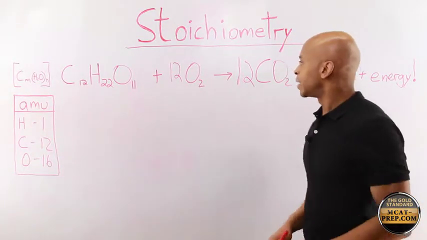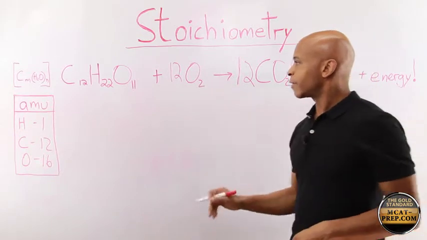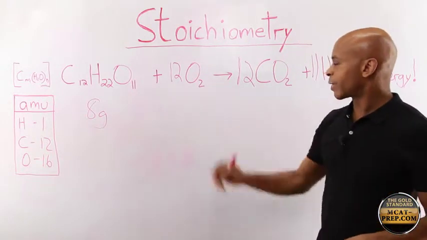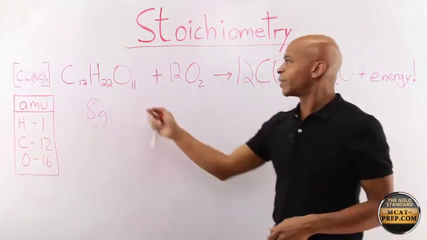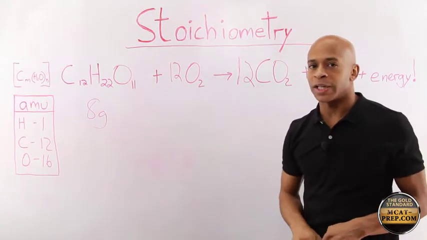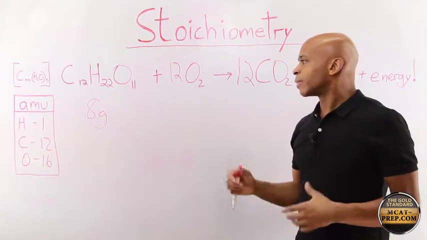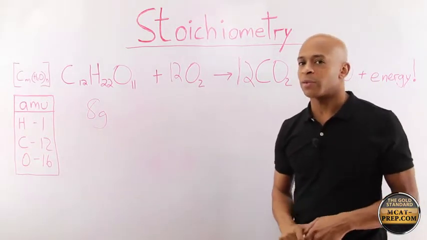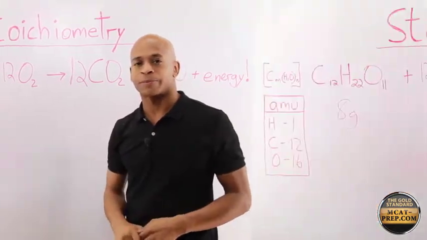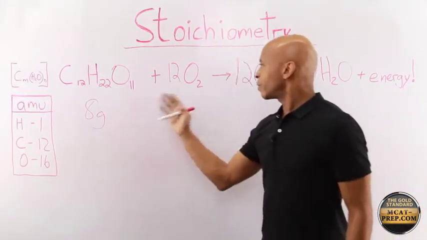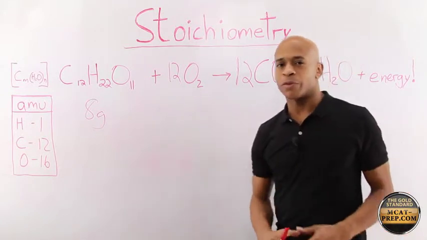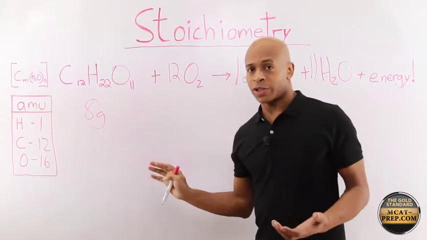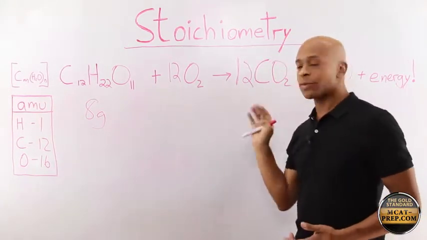Okay, so let's go a little bit further. Let's say that we have 8 grams of oxygen, and we have an unlimited supply of sugar. My question to you is, how many grams of carbon dioxide will be produced in this reaction? We have the number of grams of oxygen and we want the number of grams of carbon dioxide. Well, I don't know the relationship between grams of oxygen and grams of carbon dioxide.